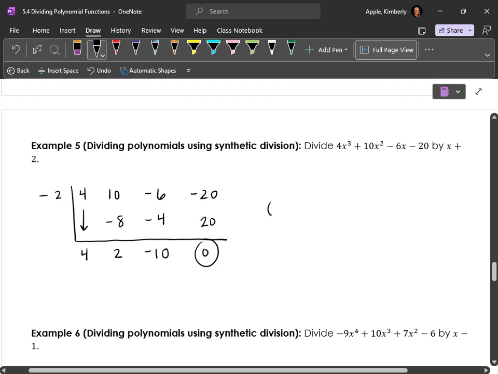And so we can write this in the division algorithm. This would be x plus 2, the divisor, times 4x squared plus 2x minus 10 as our quotient. And so then you see that these are factors of f of x.